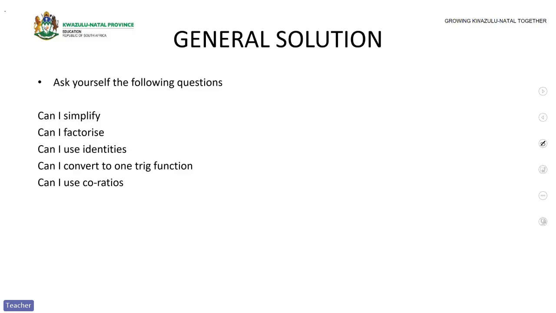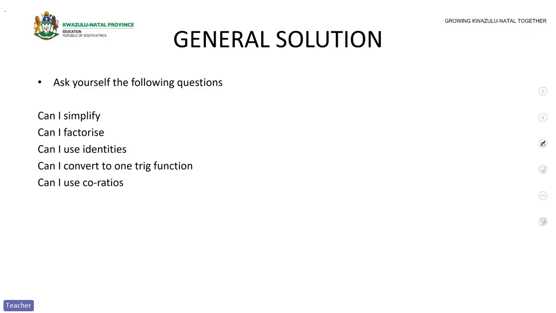Can I convert to one trig function? Is it possible to convert maybe from sine, you have sine as well as cos? Is it possible to divide by cos and get one trig function, which is tan? If that is possible, then you'll have to apply it in making sure that we are solving these equations.